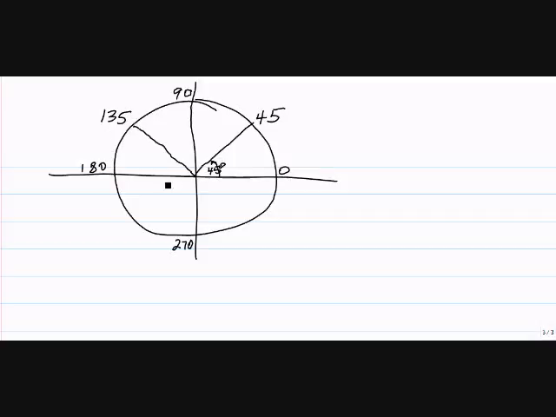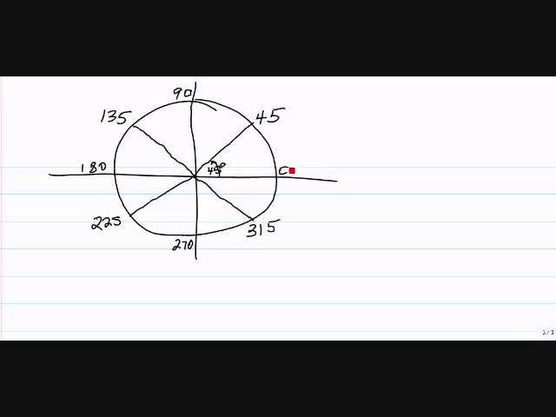Then we have 180, and now let's clock off another 45 degrees. What's 180 plus 45 degrees? 225. Then 270 is another 45 degrees, and another 45 degrees from 270, 315. Okay, so I've marked all the 45 degrees around this, and now let me mark off all the radians that match those.